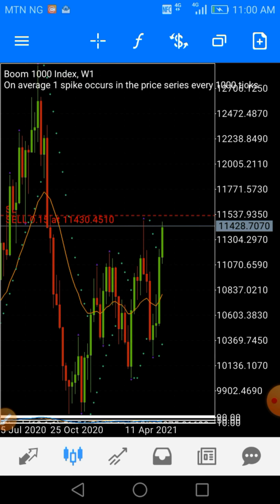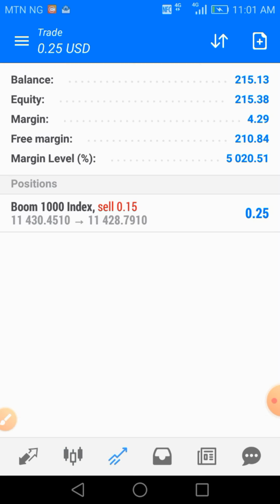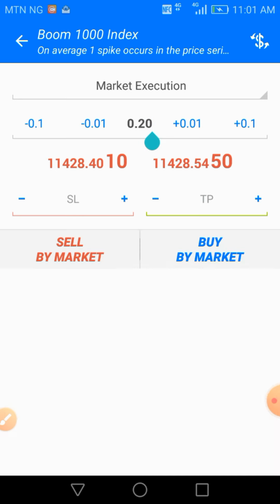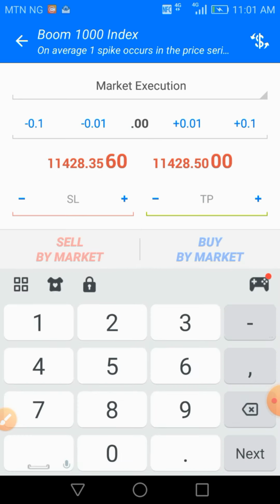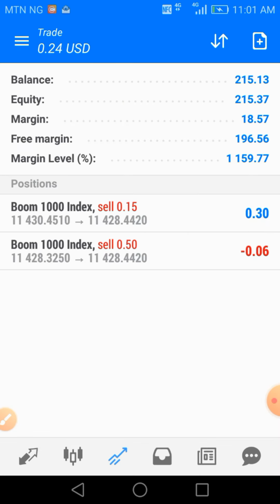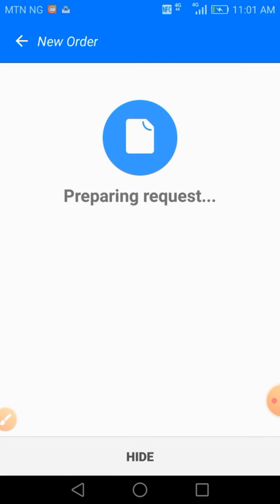Of course, I have a trade running already with a small lot size of 0.15, so I'm going to place more trades, and then I will hold this trade probably for days, with a very small lot size. And I want to believe that you resonate fine with me. So without further ado, let me place trades, and it's going to be 0.5. I'm going to place a sell, and I'll place another sell.